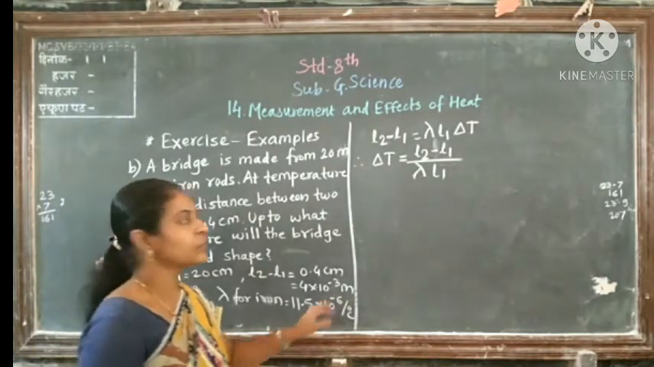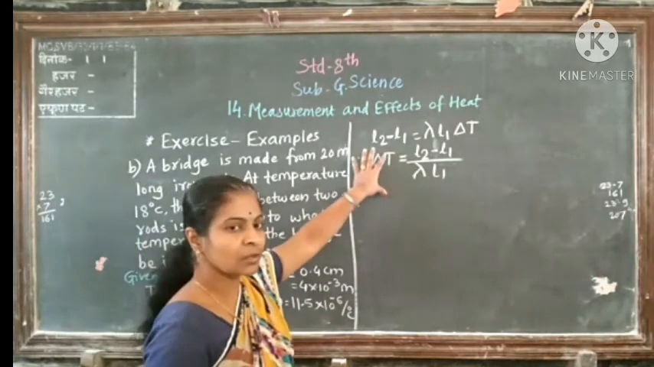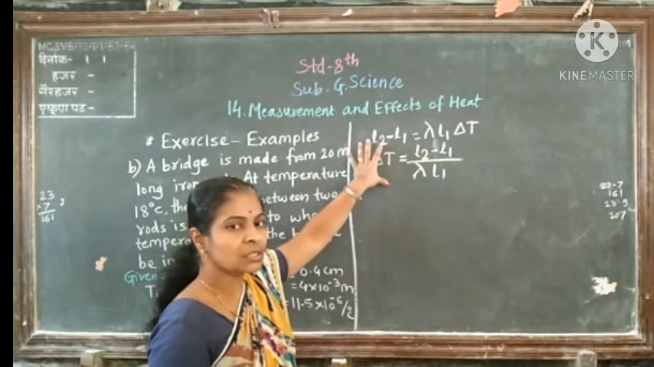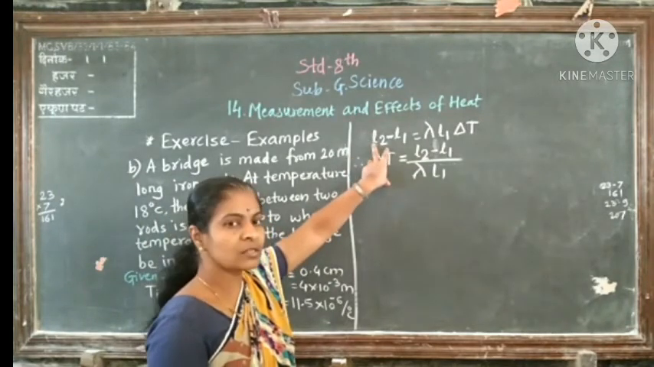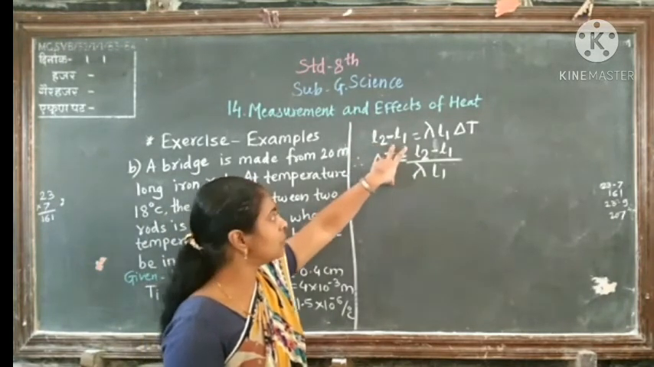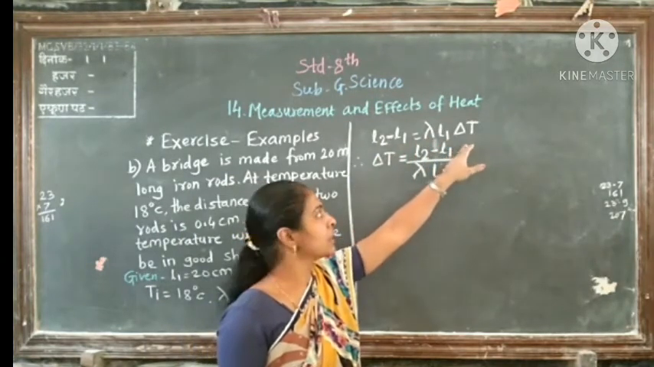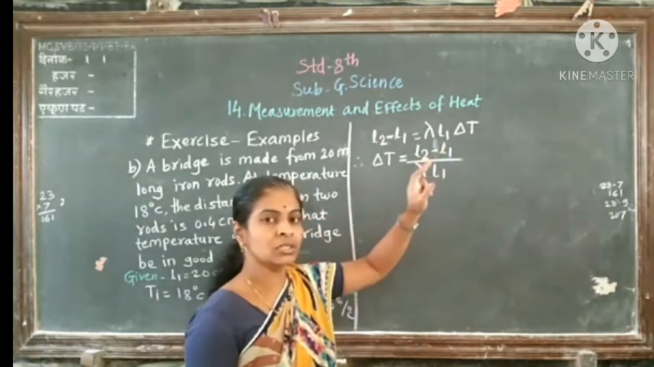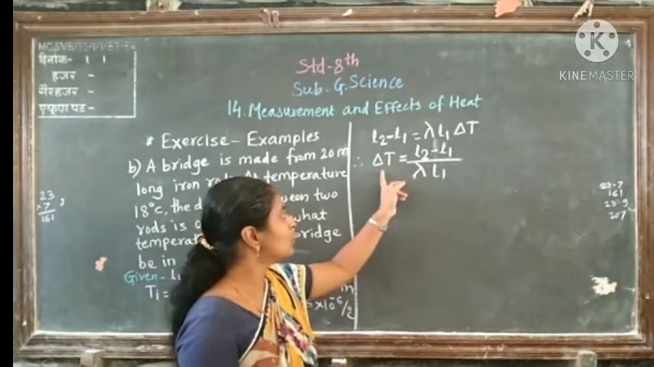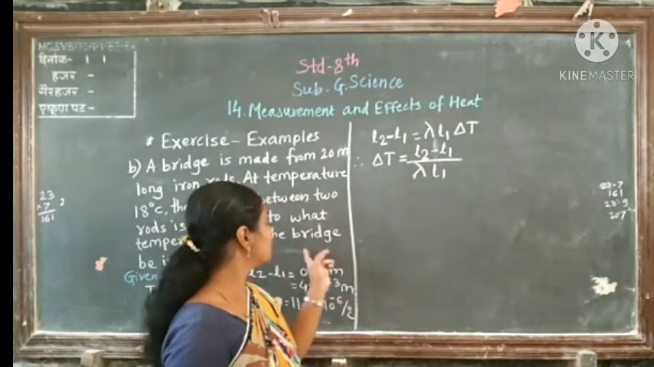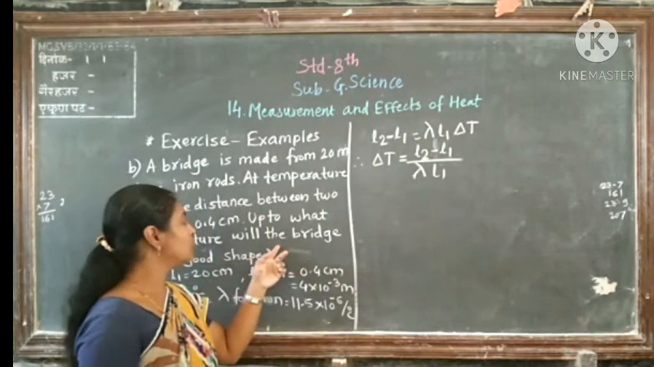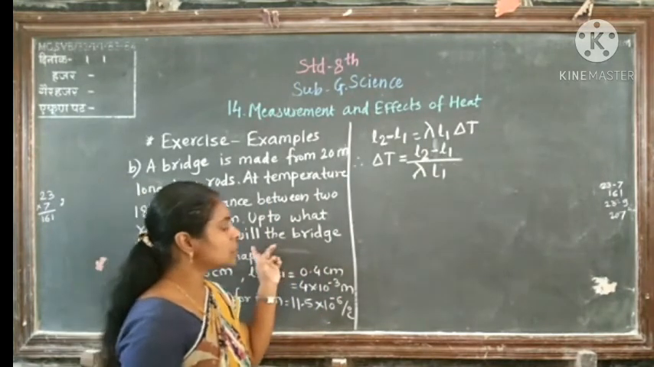Now we have seen here the formula for the change in the length. So that is, what is that? L2 minus L1 is equal to lambda L1 delta T. Delta T, it is the change in temperature. So we have to first calculate the change in the temperature.